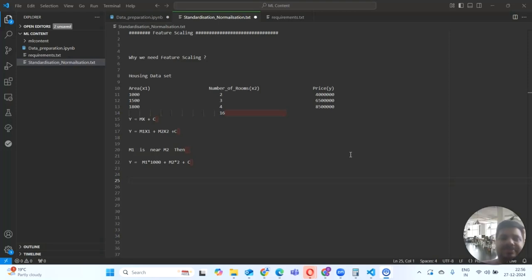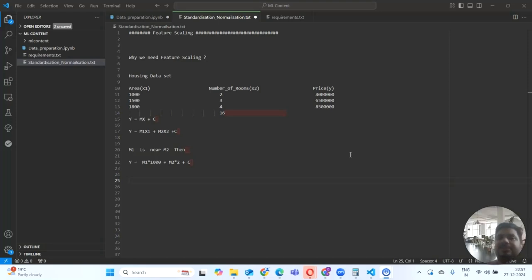To understand that, I took a small data set called the housing data set, which has basically two features. One is area and the second one is number of rooms, and the third, the target variable, is price. In practical situations, if the area value increases, obviously the price will increase. If the number of rooms increases, then the price also increases.